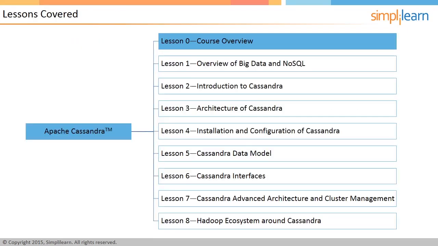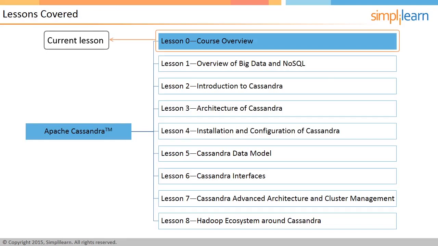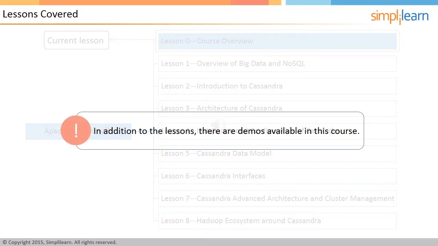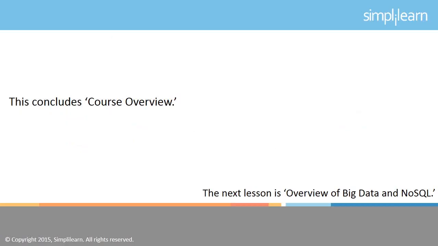There are 8 core lessons in this course, apart from the current lesson. Course Overview. Take a look at the course map displayed on the screen. In addition to the lessons, there are some demos provided in the course to facilitate a better understanding of the concepts. This concludes the course overview. The next lesson provides an overview to big data and NoSQL.